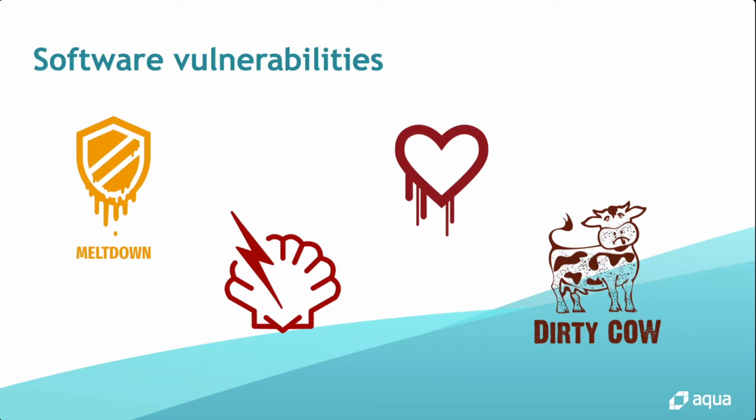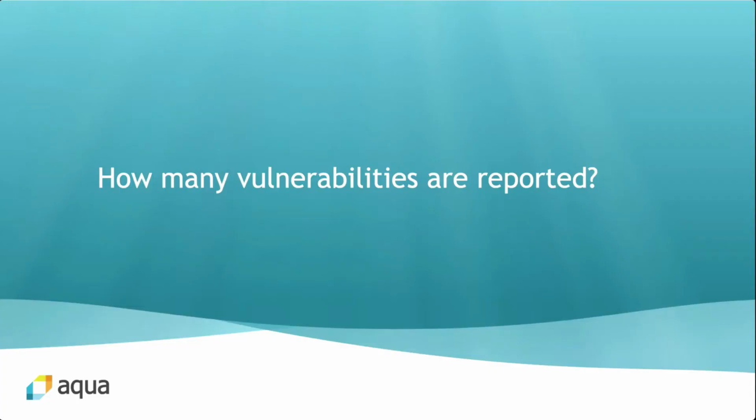There are a lot of software vulnerabilities in the world. Usually, a CVE ID is assigned to each vulnerability. In the case of Heartbleed, CVE-2014-0160 is assigned. Do you know how many vulnerabilities are reported per year?